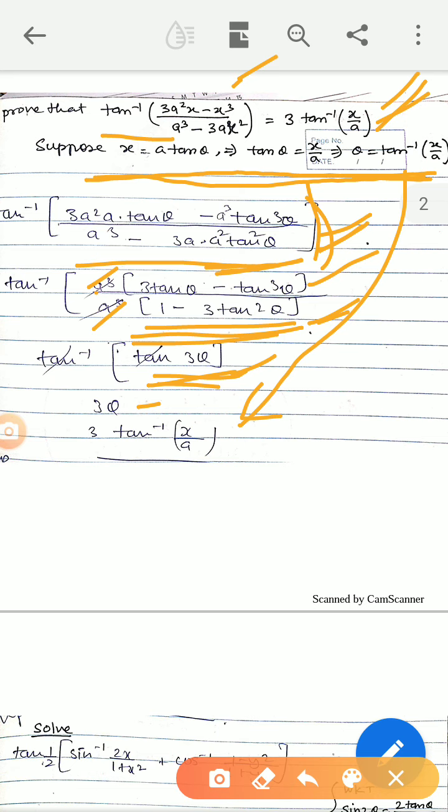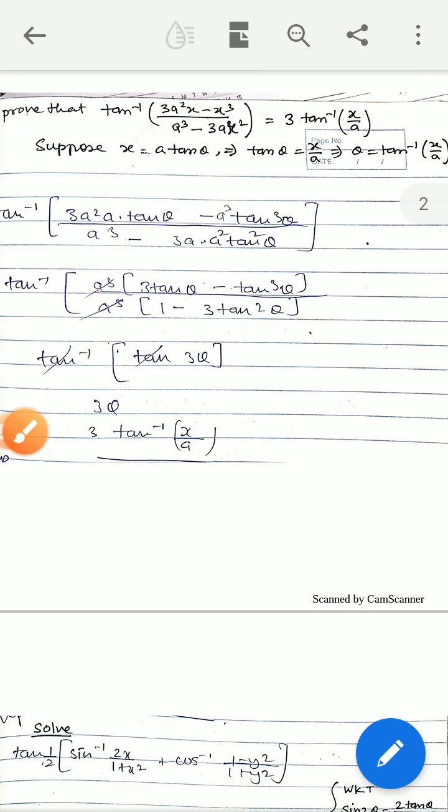and theta is tan inverse x by a. So by this you can understand.